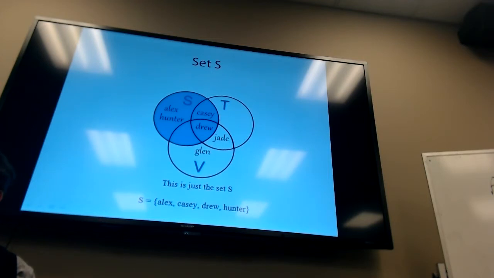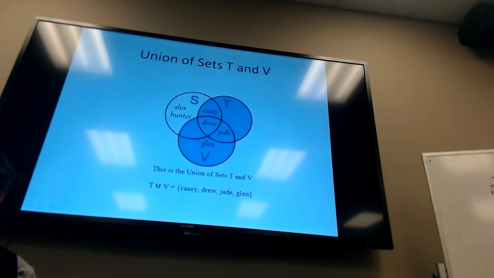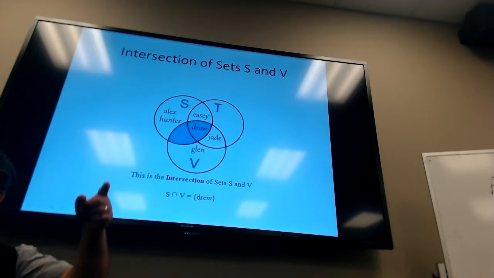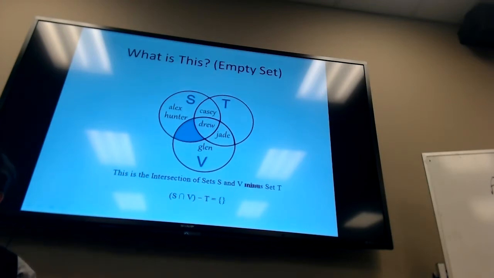Okay, these are the people who play soccer. Union of set T and V are those four people that I have in blue: Casey, Drew, Jade, and Glenn. Intersection of S and V, soccer and volleyball, the person who plays both of them is Drew. And we use that symbol.